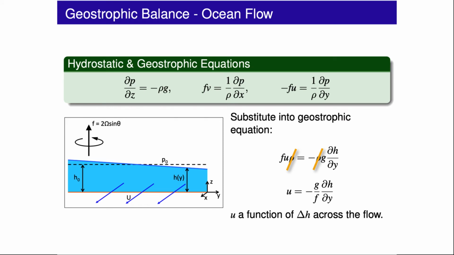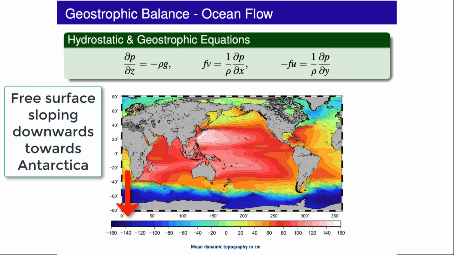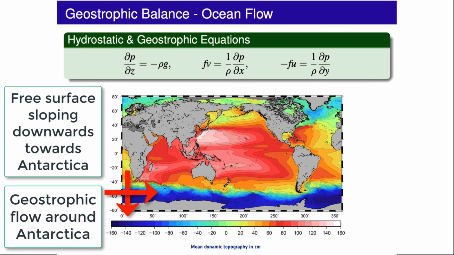Now it turns out this is a very useful relationship to know. Free surface slopes are something that can be readily measured, particularly with satellite observations, and through this geostrophic balance we can get some meaningful information about the velocity field from a measurable quantity.